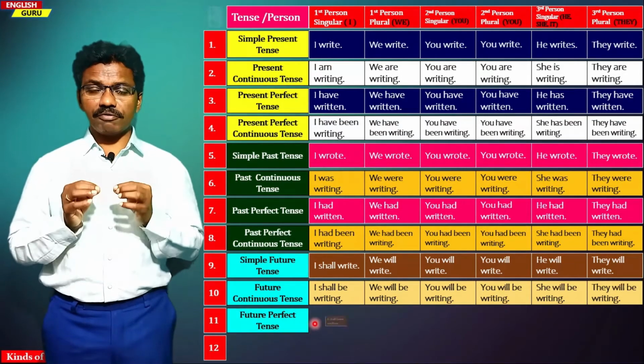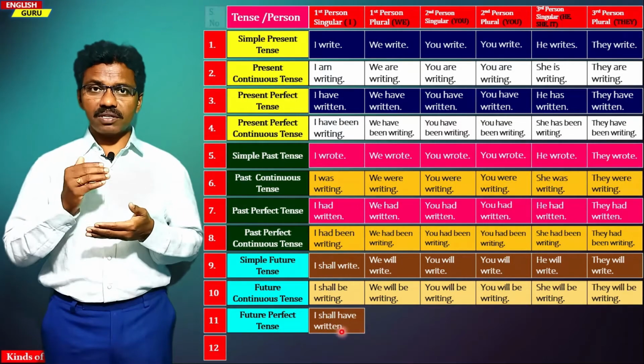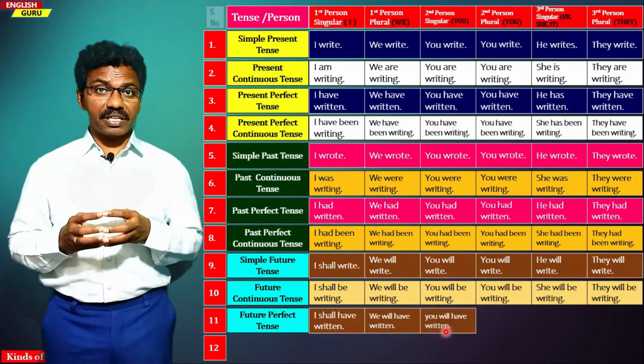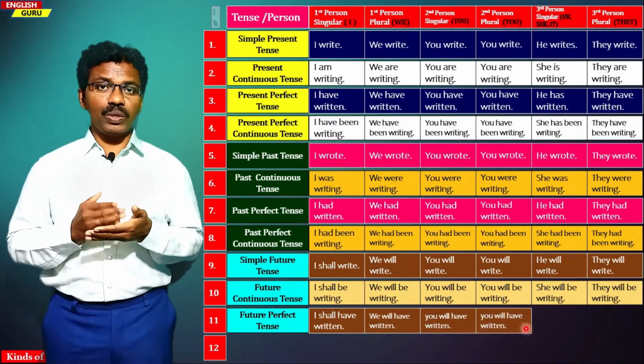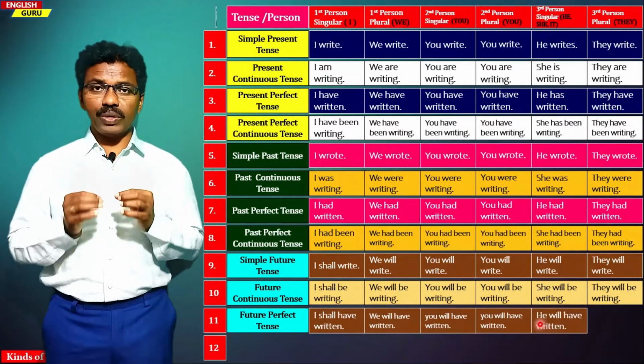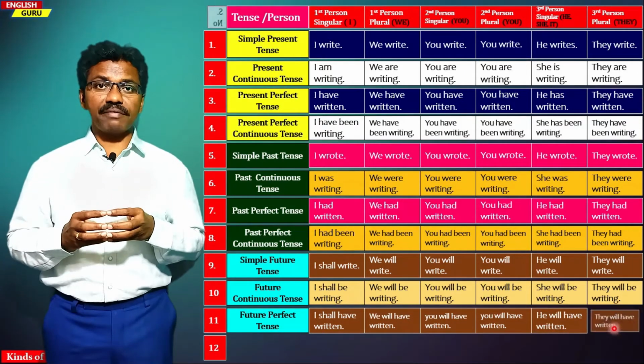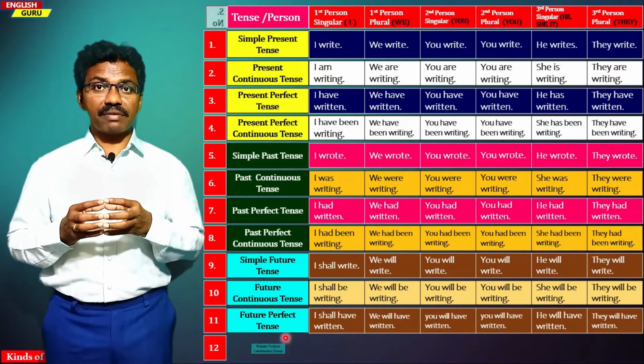And the 11th one is future perfect tense. First person singular, I will have written. Plural, we will have written. Second person singular, you will have written. Plural, you will have written. Third person singular, he, she, it will have written. Plural, they will have written.